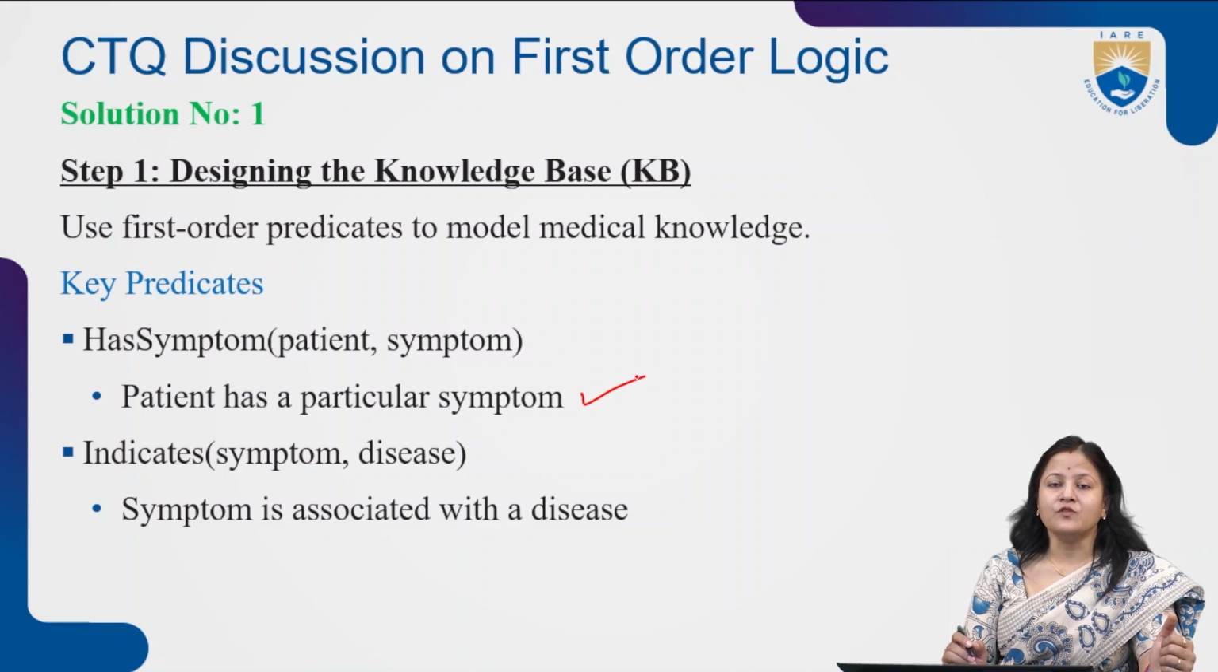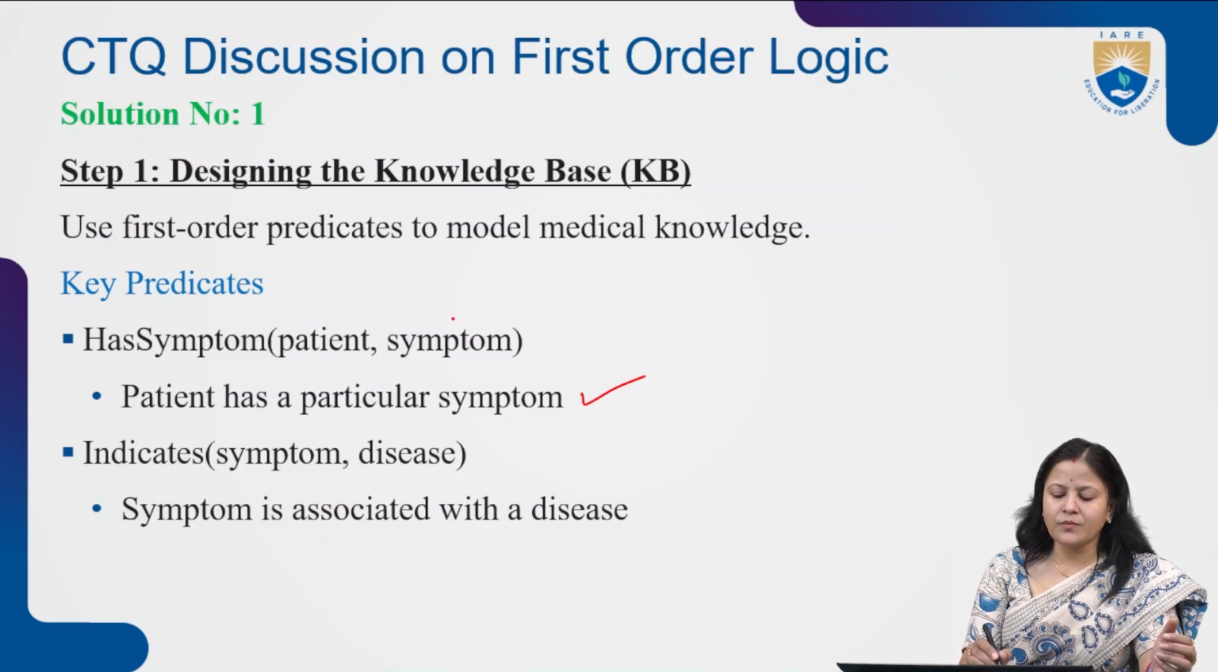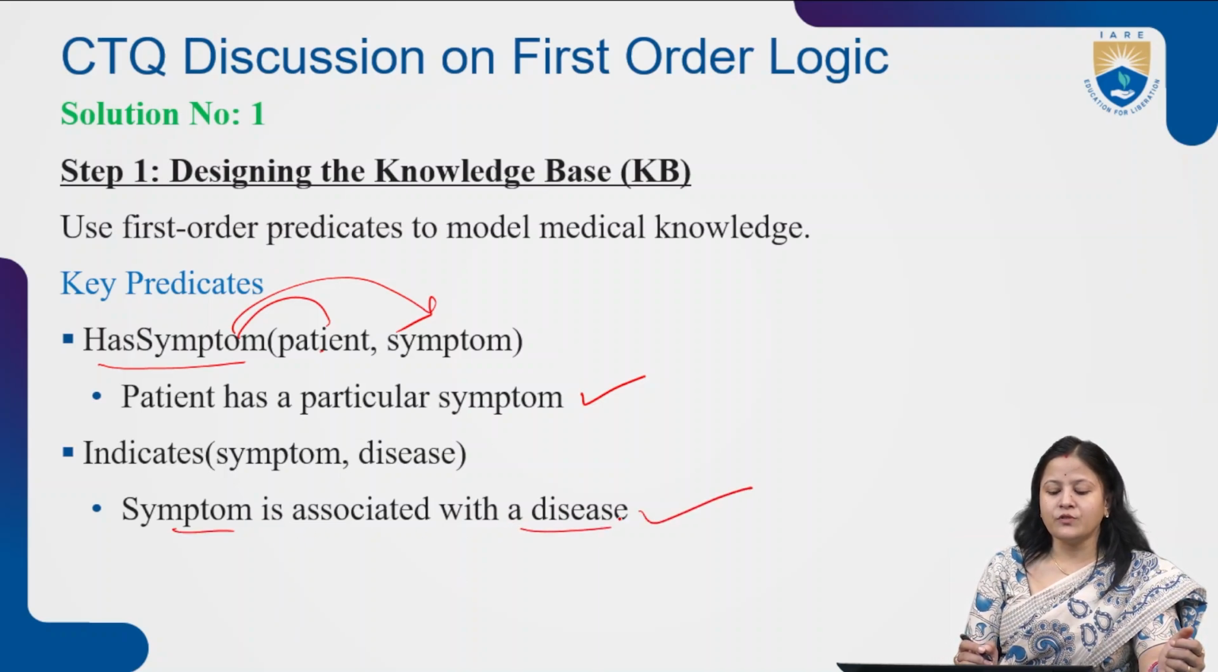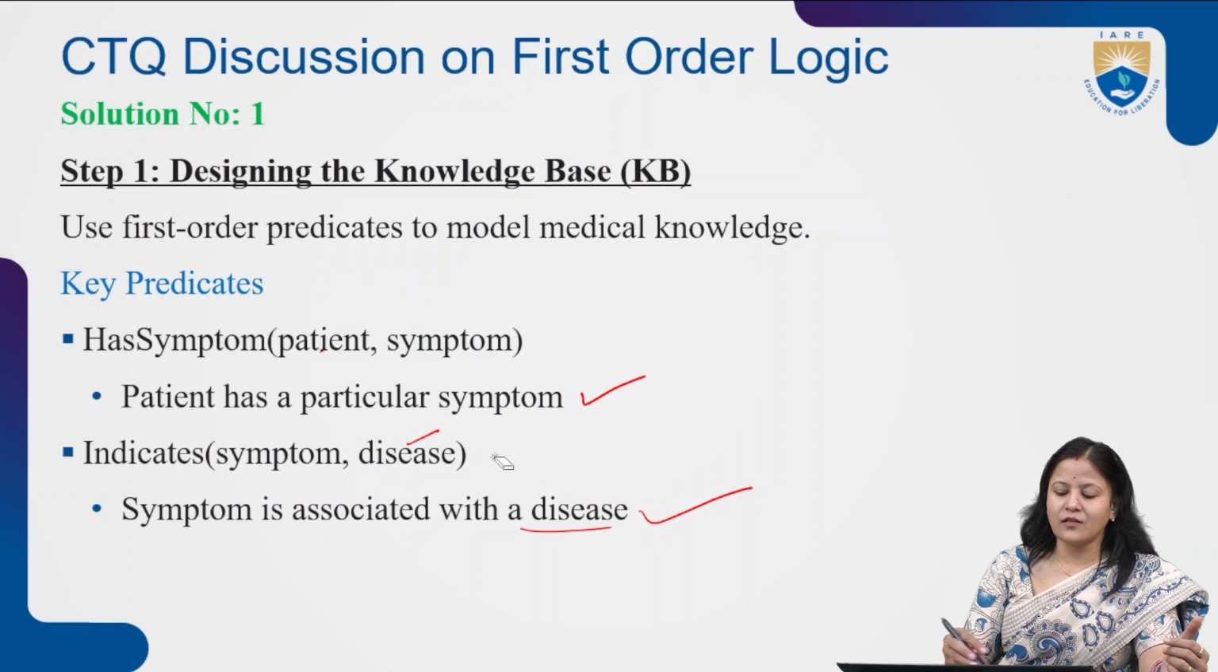particular symptom, how can we represent that using logic? Patient and symptom are the two terms, and patient has symptom is the property. Like this we have to create. Similarly, a symptom is associated with a disease. Symptom and disease are the two terms, and symptom indicates disease. This is the representation of knowledge inside the machine.